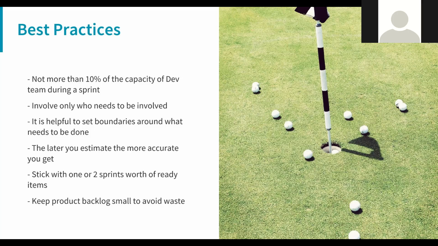The second to last thing I would look at is speed. From what I gathered, stick with one or two sprints' worth of ready items. So don't make your product backlog too far into the future, because things can always change. And that's what Agile is all about, right? And then finally, the size: keeping the product backlog small to avoid waste. A good product owner will aim to ensure that the product backlog is small, to reduce waste. Items should be archived or deleted from the backlog when they're no longer needed.